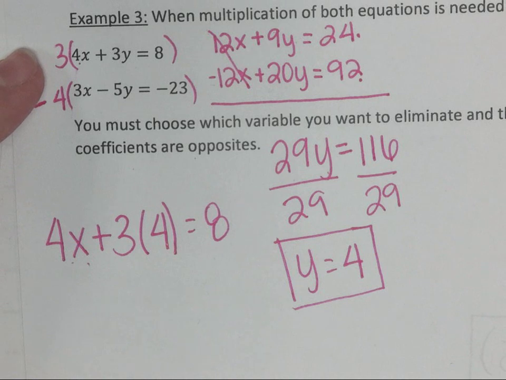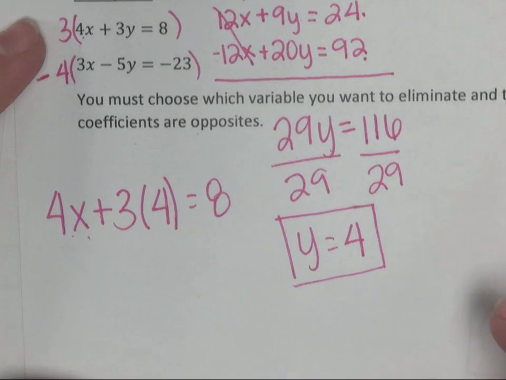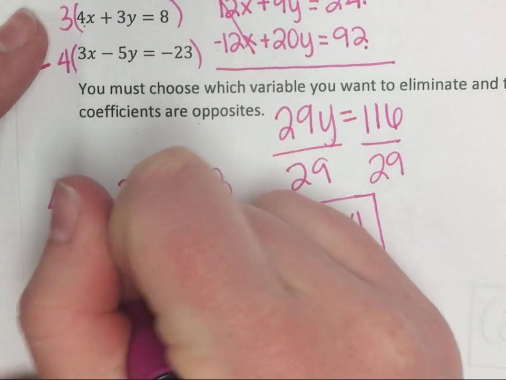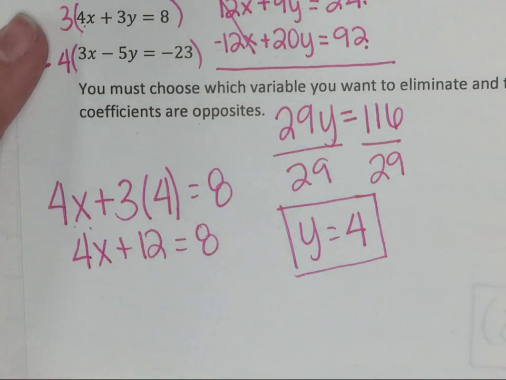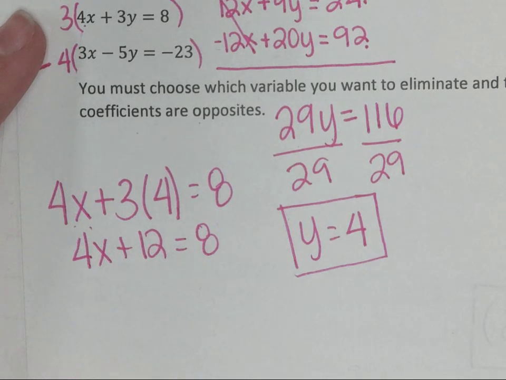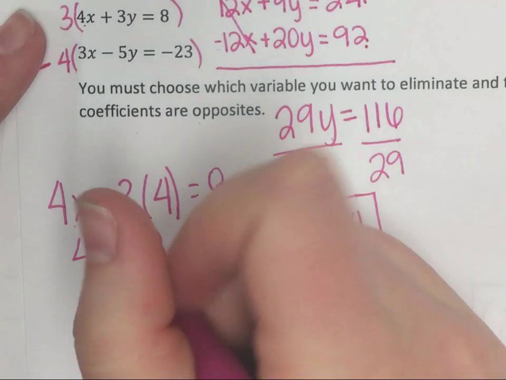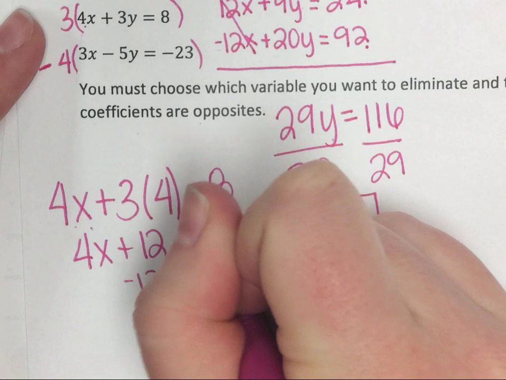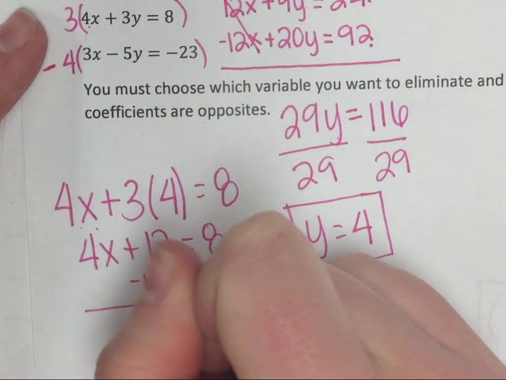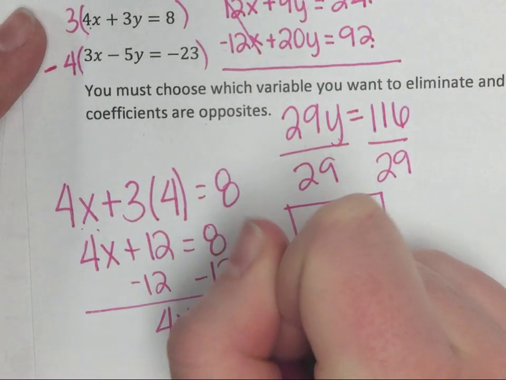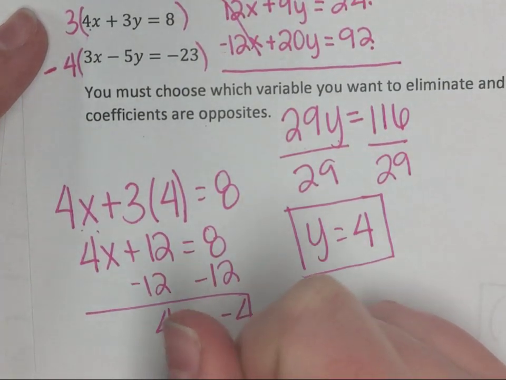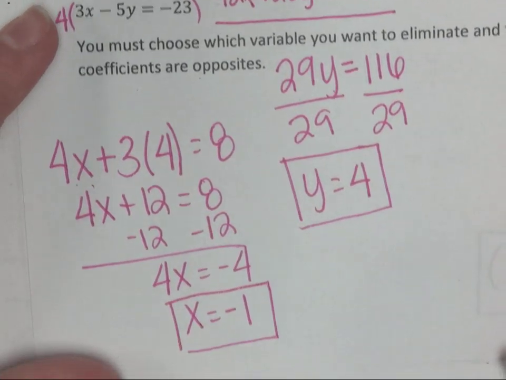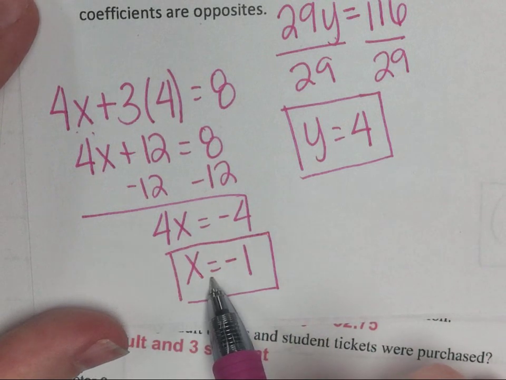Questions? Okay. 4x plus 12 is equal to 8. All right, minus 12. What's 8 minus 12? Okay, very good. So when we solve for x, we should get x is equal to -1.